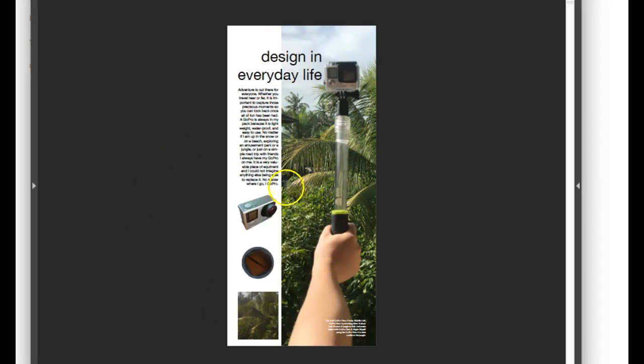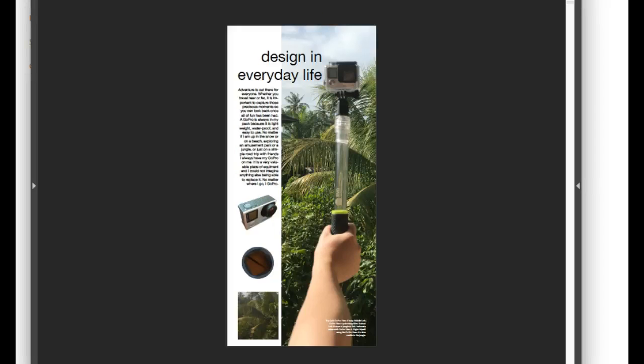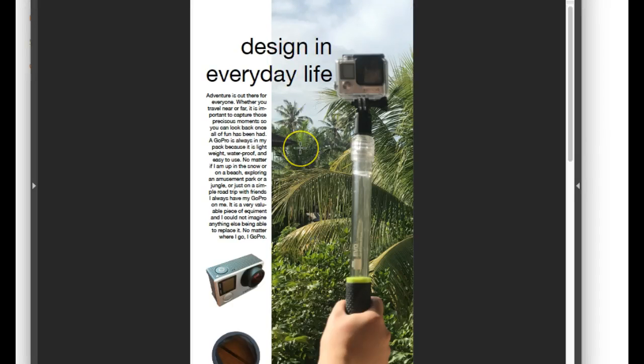The next thing I want to mention is that you might want to break up your text a little bit instead of giving this big monotonous block. Look at how it looks, and this is why I love backing out like this. If someone were speaking the way that looks, they would be like this: adventure is out there for everyone, whether you travel near or far. It's important to capture those precious. That's what it looks like. So let's make it look like adventure is out there for everyone. You know what I'm saying?